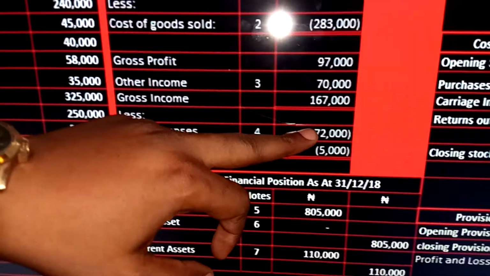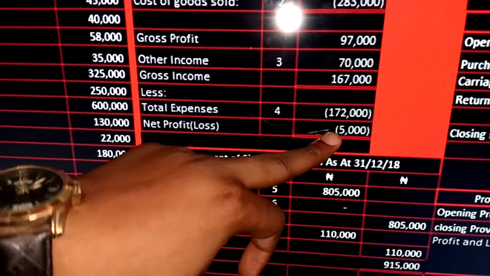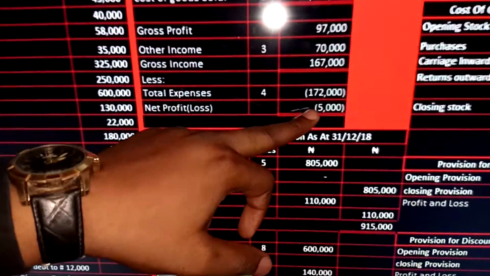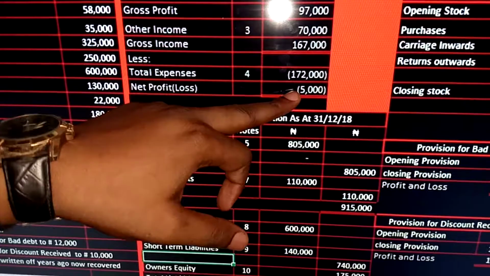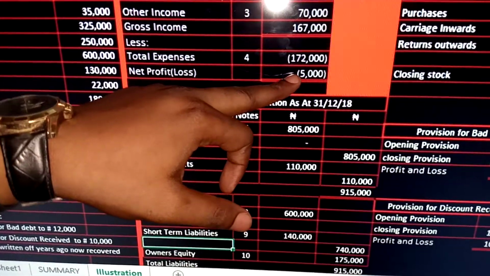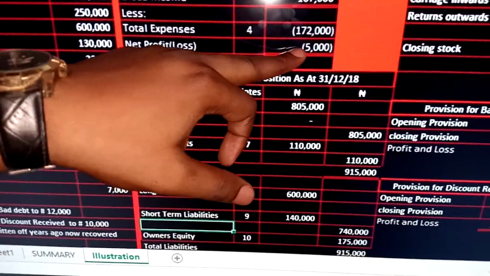As you can observe here, total expense is higher than the gross income. So that would be a net what? Loss. If it is net profit, there will be no bracket. So when your total expense is more than your gross income, you have a loss. But if your gross income is more than your total expense, you have a profit.